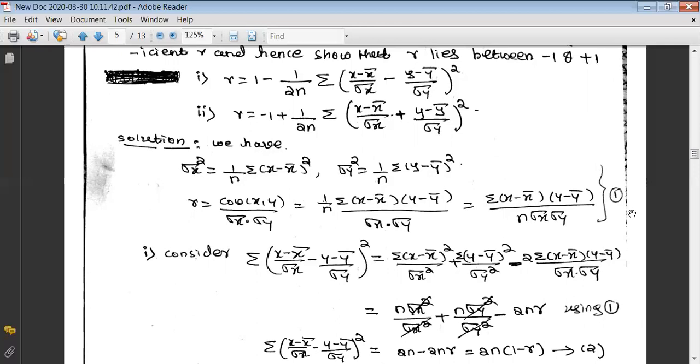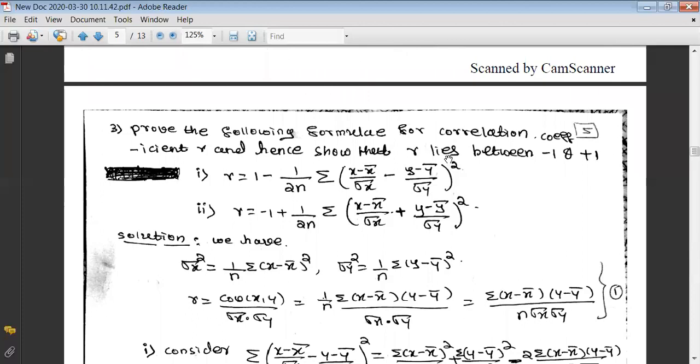And in order to prove the first one, let us consider this part, that is summation of (x minus x bar upon sigma x minus y minus y bar upon sigma y) whole square. Let us consider that one.